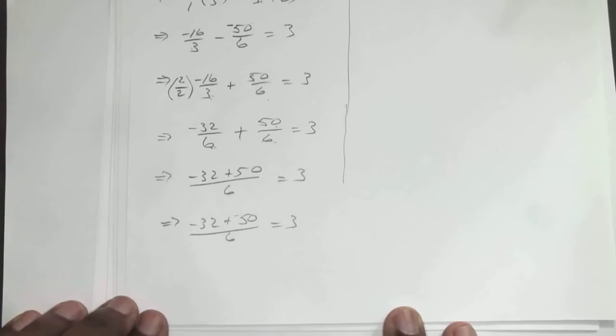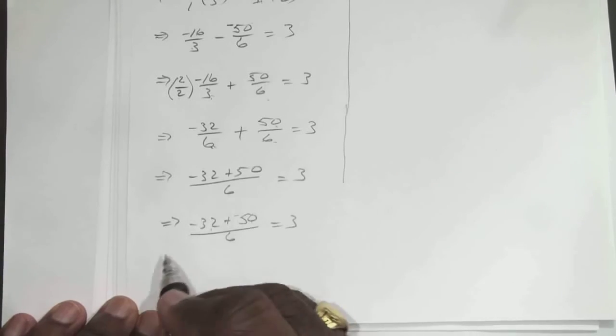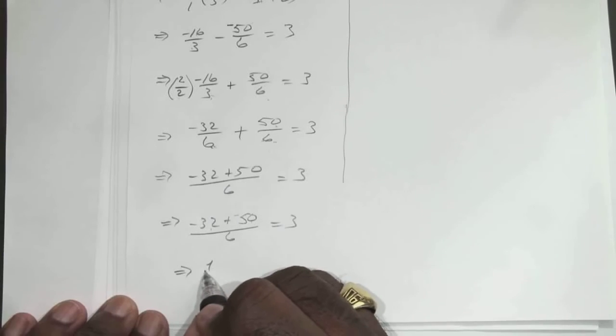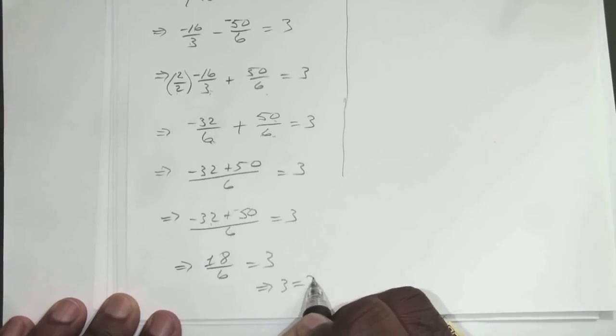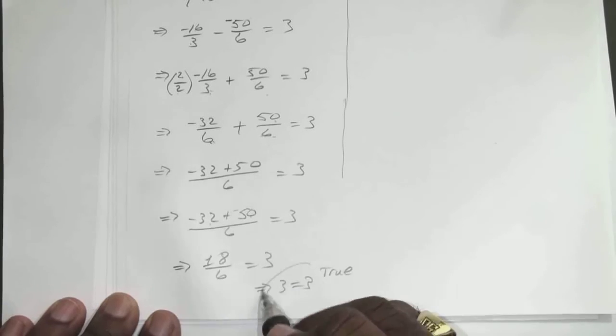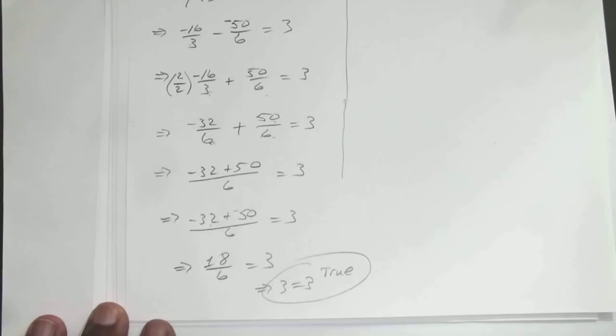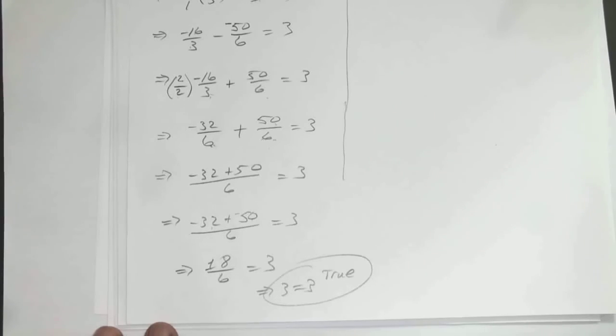So going up a little bit more, you have negative 32 plus 50 ends up being positive 18. So 18 divided by 6 is 3, so we end up with 3 equals 3, which is true. Okay, so we're good for the first one. Now we just have to double check the second. Yes? Could you have simplified 50 and 6 to 25 over 3 and then just subtracted from that instead of doing all that extra? Yeah, you could have. What's the fun in that?